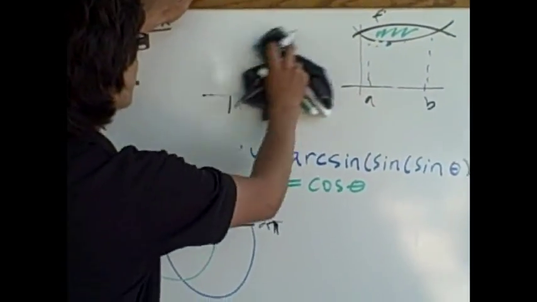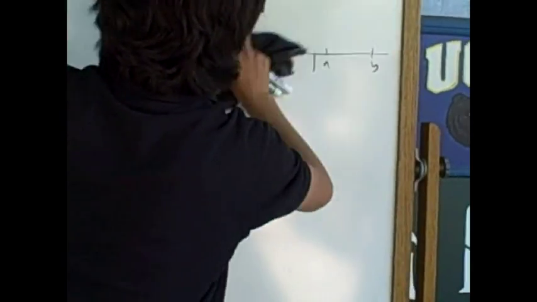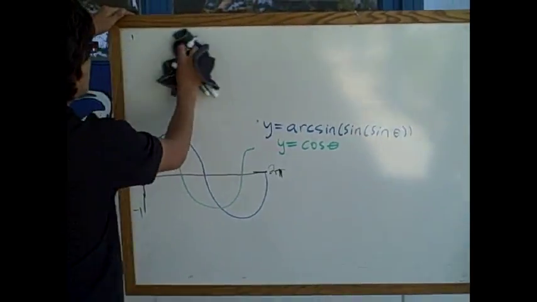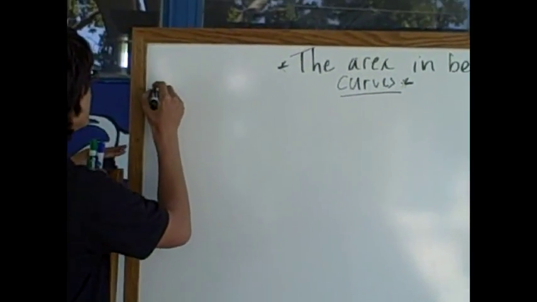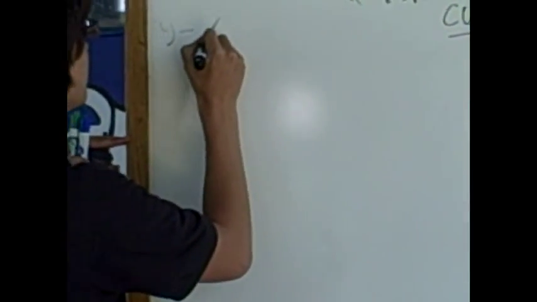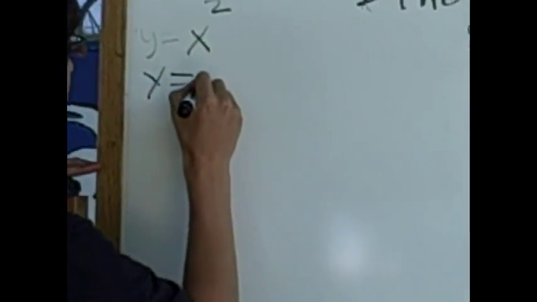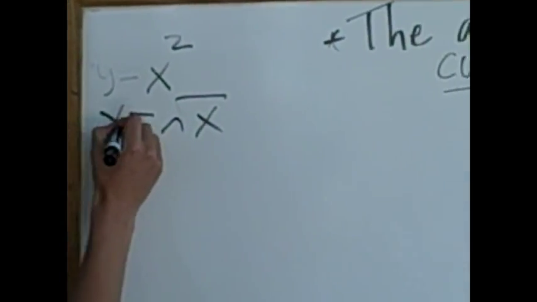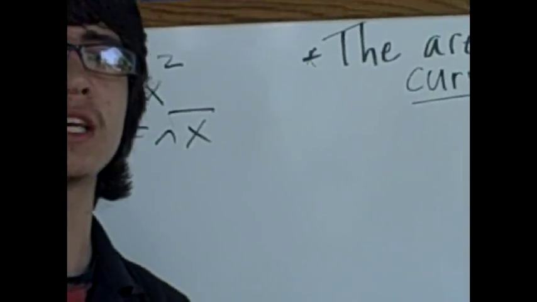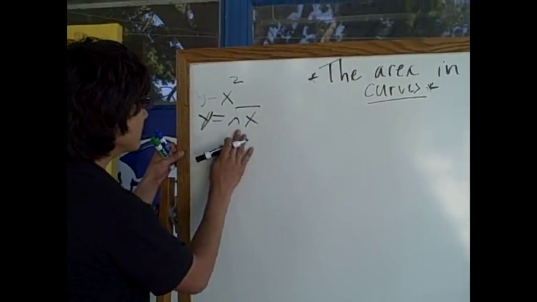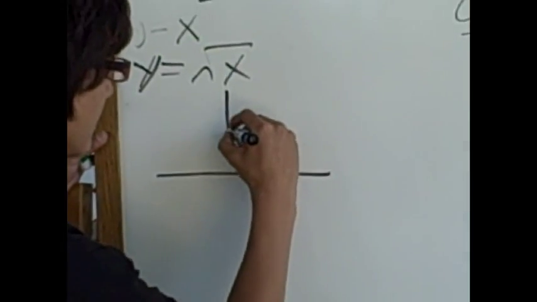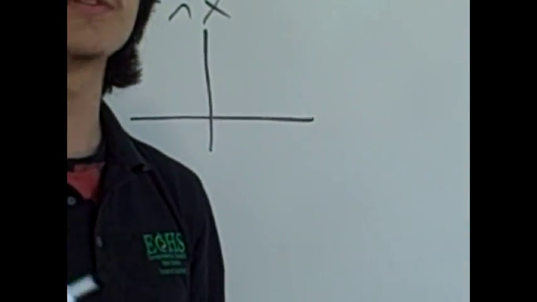Let me just erase this. So let's do an example. Here I have two functions. Usually you'll find these problems like literally they just give you two functions and then they just say find the area between the two curves. How you would go about this is first you want to draw your graph, one to see what you're looking at and two to see which curve is on top.